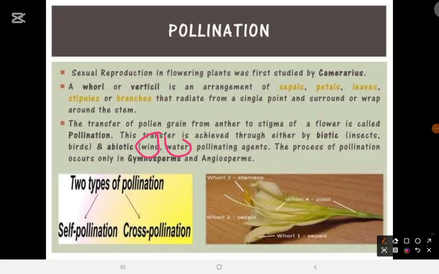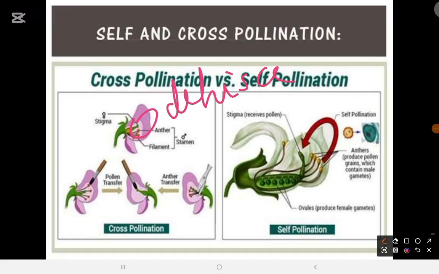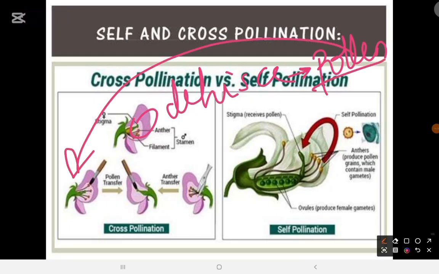There are two types of pollination: self pollination and cross pollination. In cross pollination, you're going to see that there are about three different flowers here. The anther of the flower is going to dehisce, which means it breaks open to release the pollen. On release, the pollen makes it to the stigma of another flower.